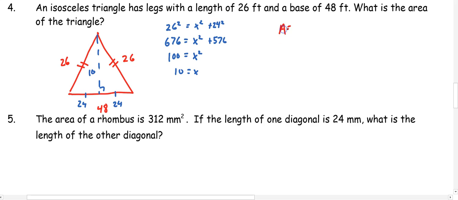So to find the area of the triangle, it's 1/2 base times height. So we get that the area is equal to 1/2, the base is 48, times the height, which is 10, which gets us 240 feet squared.